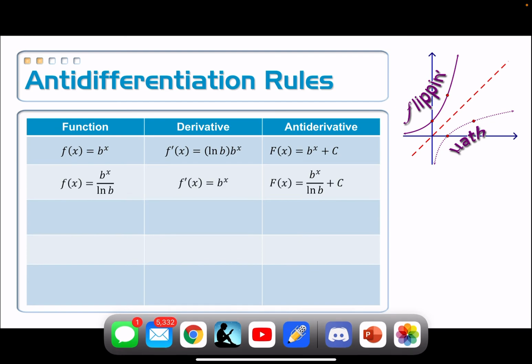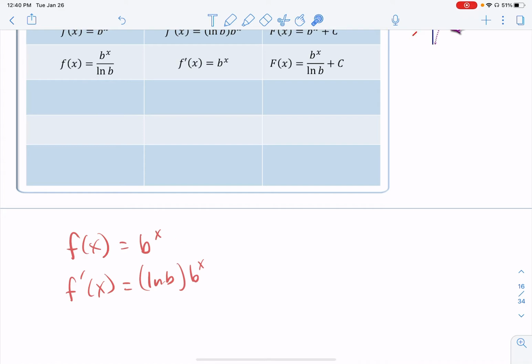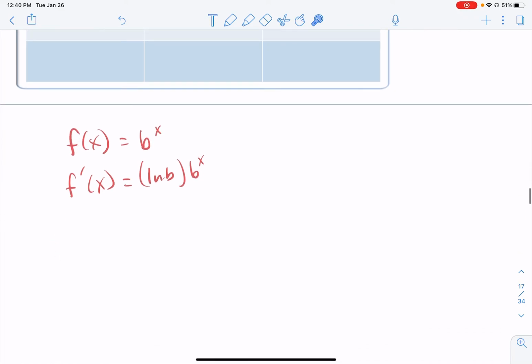So let me come over here so I can write a little bit. And I'm going to say that this is based on the derivative rule for exponential functions. If this is my function, b to the x, I know that its derivative is supposed to be natural log of b multiplied times b to the x. Okay, so our goal here is to be able to work this thing backwards. But this is what I have. I only have b to the x.